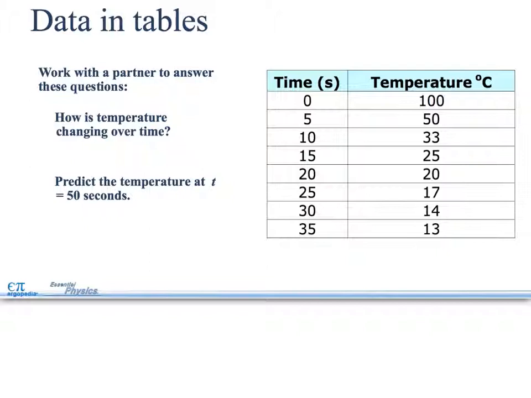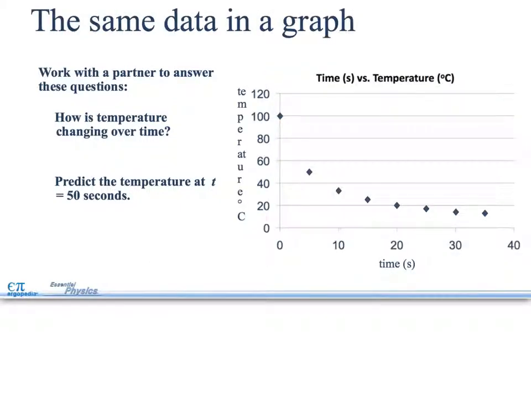Data in tables: work with a partner to answer these questions, or since you're going to be home taking these notes, answer them on your own. How is temperature changing over time? So what is happening to the temperature as time passes? Predict the temperature at 50 seconds. So what would the temperature be? You need to figure out what's happening here. How is temperature changing over time in this one? Predict what it would be at 50 seconds. So now, what's happening to the temperature as time passes? That's right, it is decreasing. It will be roughly about 10 degrees Celsius.